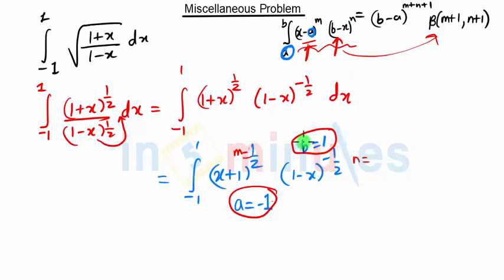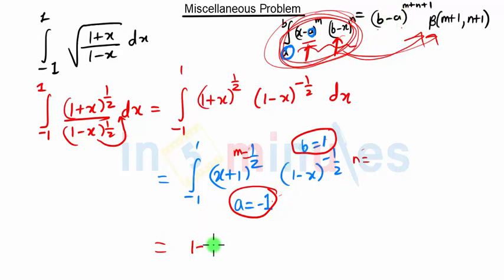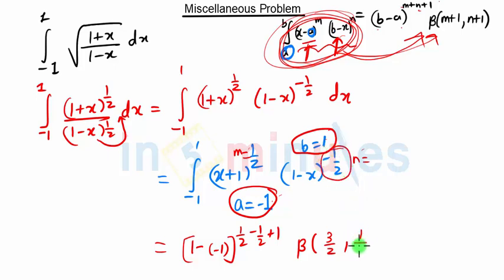So we are going to use all these terms to evaluate this integration, and we have just calculated this integration as this value. So this will be b minus a. b is 1 minus a is minus 1 the whole raised to m plus n plus 1. m is half, n is minus half plus 1 into beta of m plus 1, m is half plus 1 is 3 by 2 comma n plus 1, n is minus half plus 1 is half. So this is our new equation.